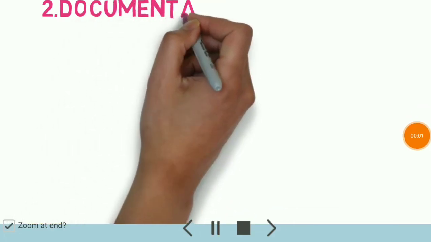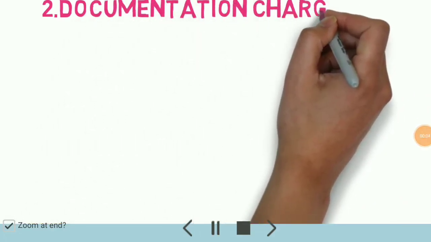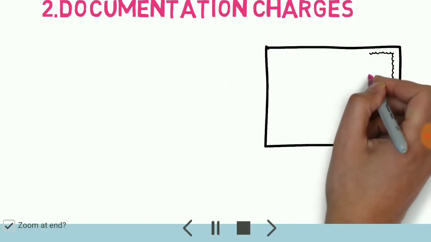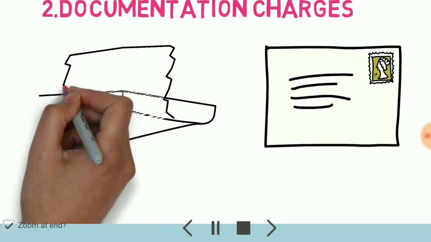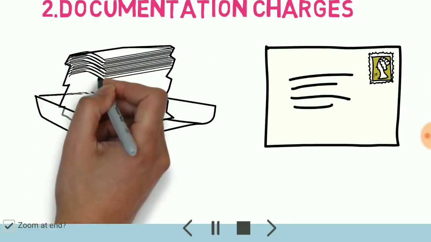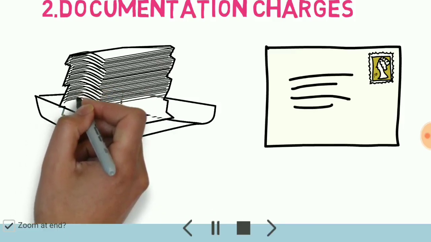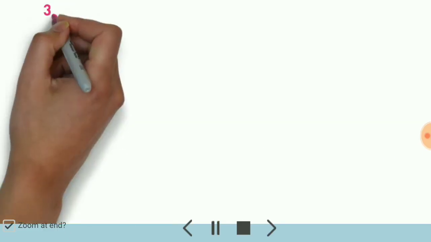Next is documentation charges. Processing a loan requires huge documentation, like filling of large application forms and signing of large legal and banking documents. These documents are provided by the bank and collected from the customer in the form of documentation charges.